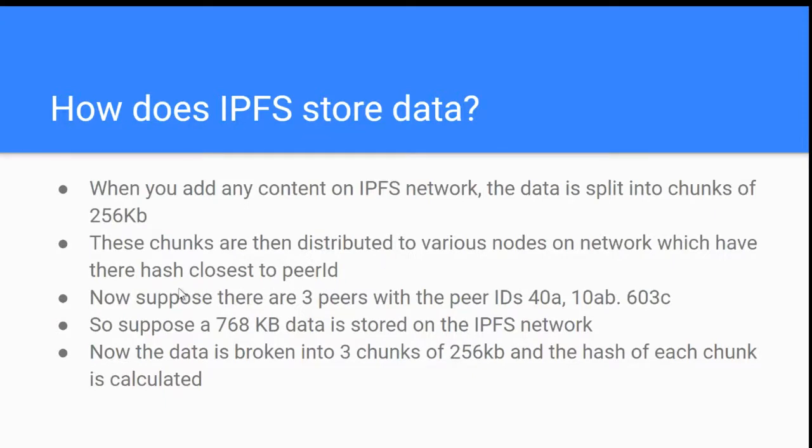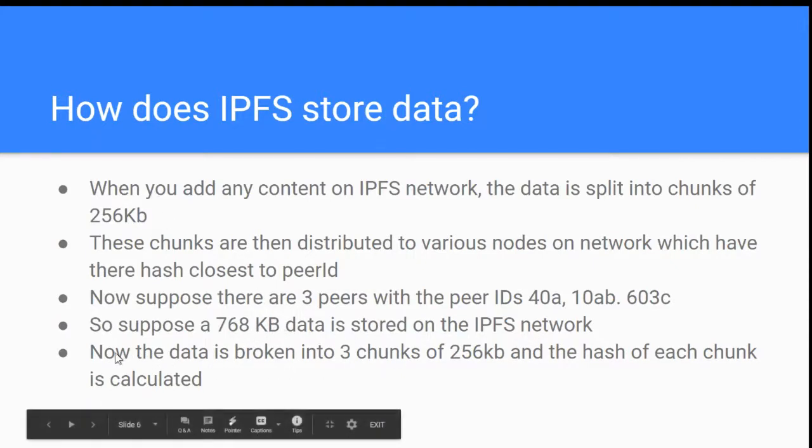Now suppose there are three peers with peer IDs 48, 10B, and 603C. Now when I started my IPFS client, a peer ID was given to me as well. Now suppose a 768 KB data, and this is basically 256 times 3, is stored on the IPFS network. Now the data is broken into chunks of 3, and each chunk will be 256 KB, and each chunk will have a hash, right?